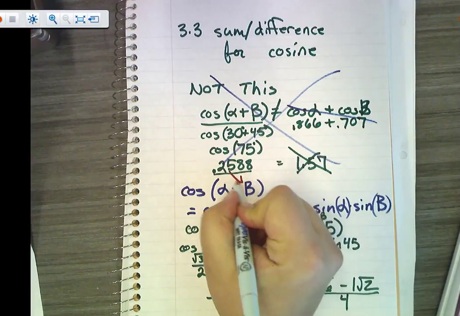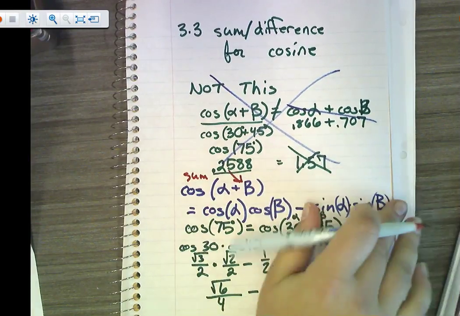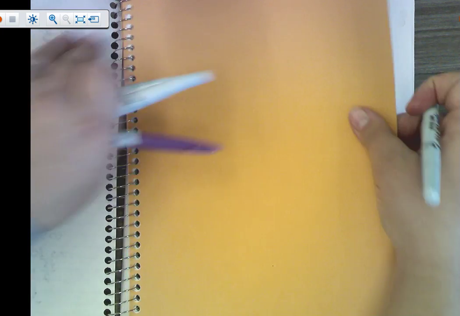Okay, so that was the cosine for a sum, all right? So this was a sum. So now we're going to do the cosine of a difference identity. So I don't need this page in here.